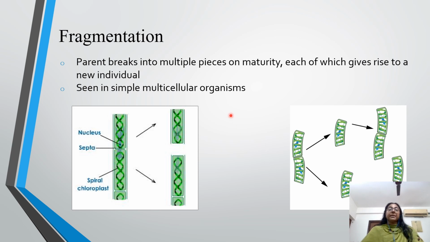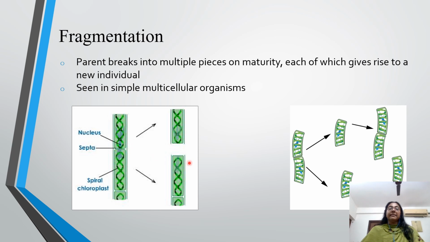So the next type is fragmentation. What do you mean by fragments? The term itself says splitting. The parent will break into multiple pieces when they mature, each of which will give rise to a new organism or a new individual.